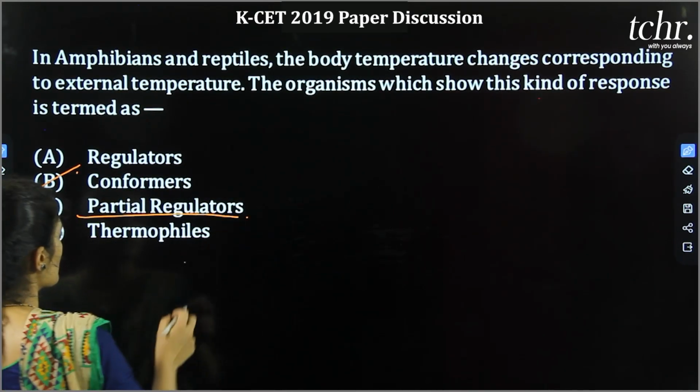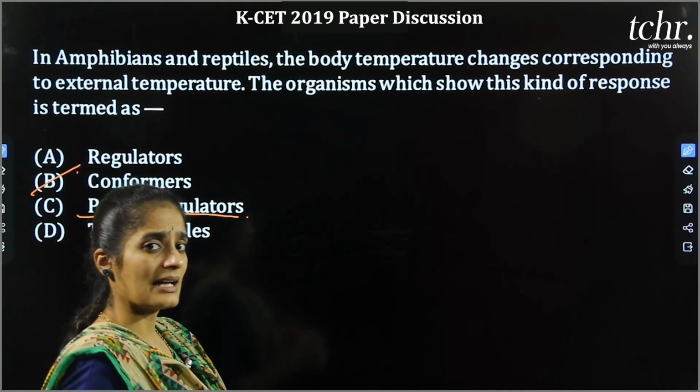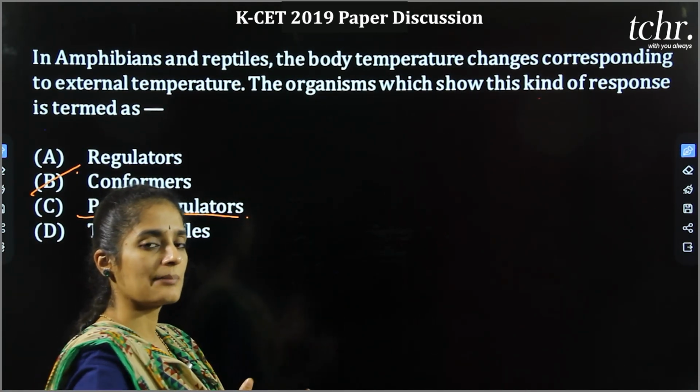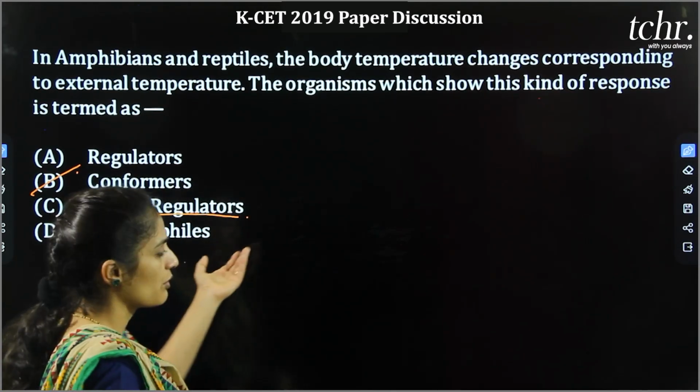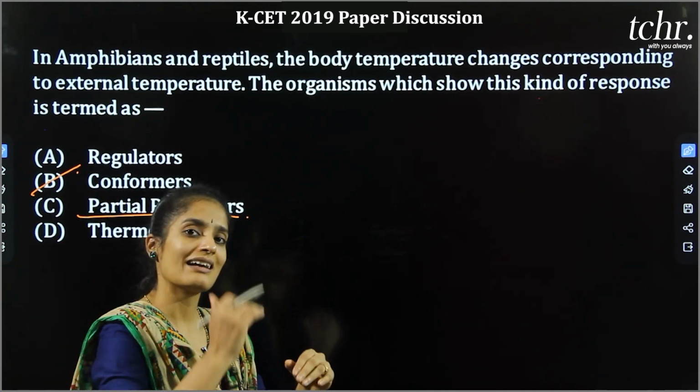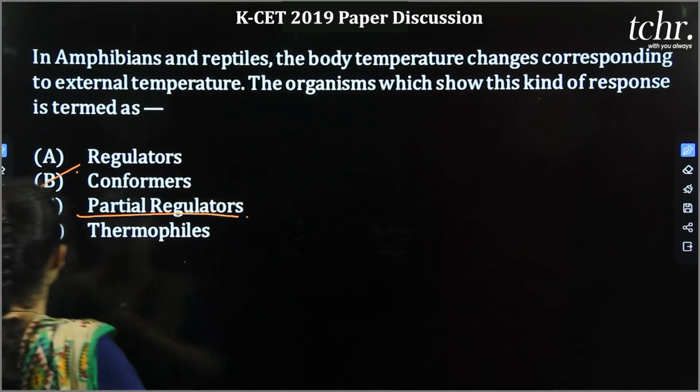Partial regulators can still regulate only for some time; after that they cannot tolerate it and they escape that particular condition. And thermophiles are those that live in higher temperature. So B is the correct option.